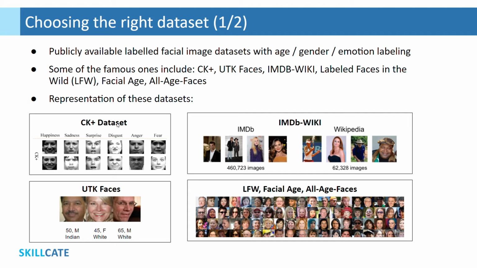CK Plus is widely renowned as the most extensive facial expression dataset. As you may see, it has labeled facial images on facial expressions including happiness, sadness, surprise, disgust, anger, and fear. Next up, we have UTK Faces, which entails labeled facial images on age, gender, and race. IMDb Wiki, as the name suggests, is prepared by sourcing images from IMDb and Wikipedia platforms. And similarly, we have these other datasets consisting of facial images capturing details on age, gender, etc.